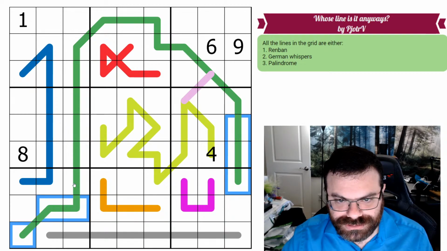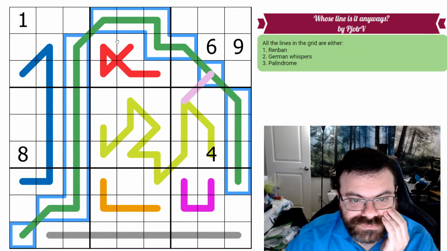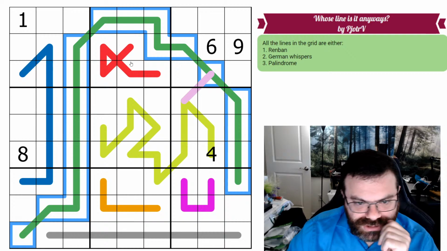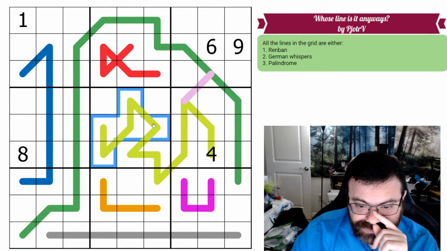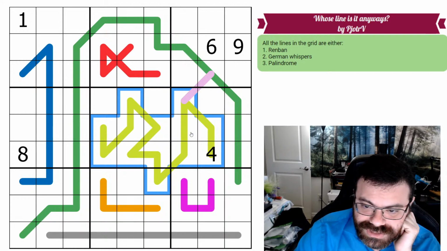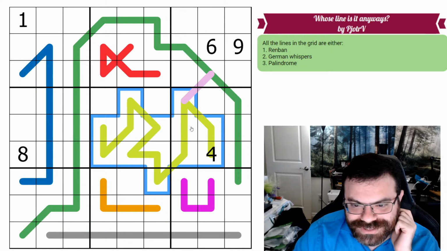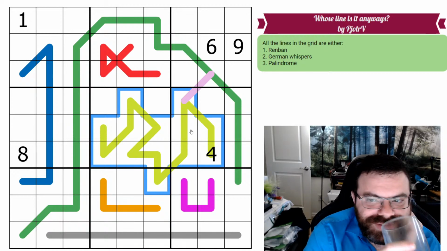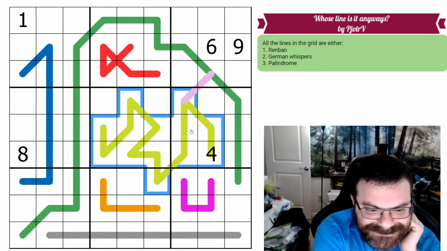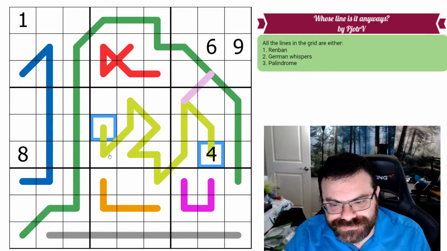In that, I can't quite see where the middle is. Actually, it would work as a palindrome just on a brief inspection. 1, 2, 3, 4, 5, 6, 7, 8, 9. This yellowish lime color is not a Renban either. Maybe there's a 12 on the Renban. I'm gonna assume not. Okay, well this one's not a Renban. Can it be a palindrome?